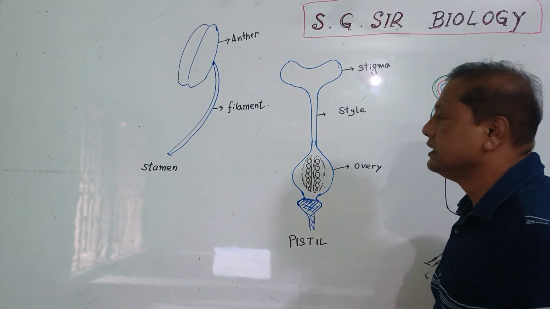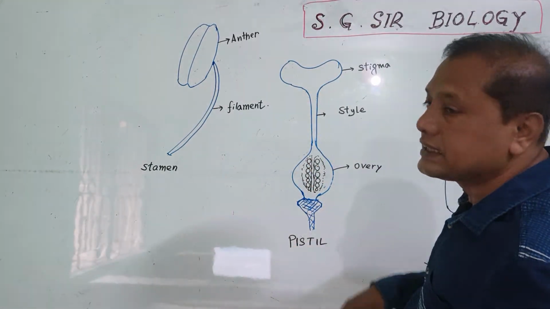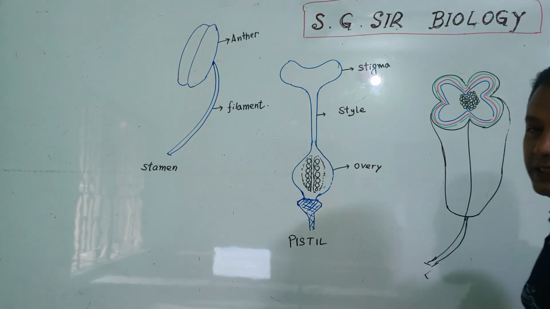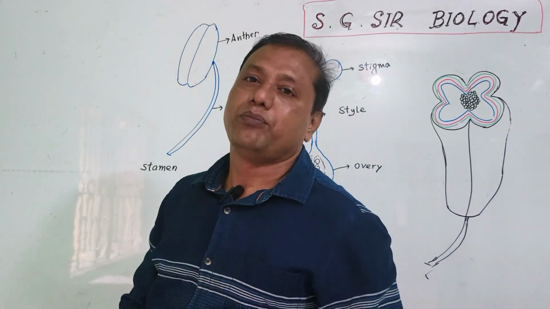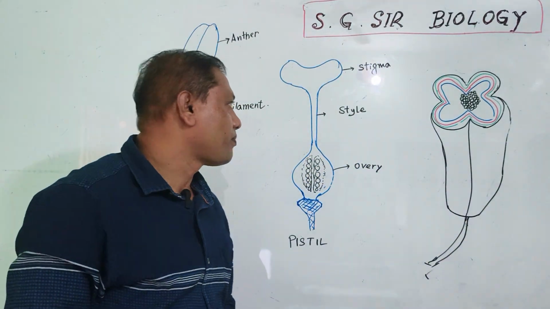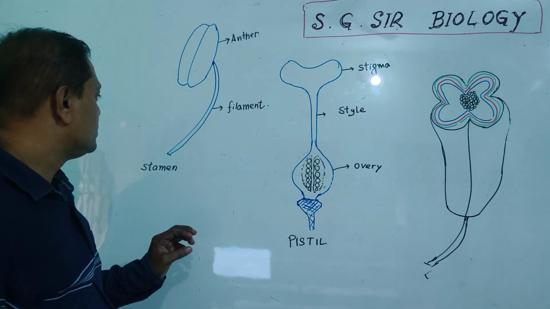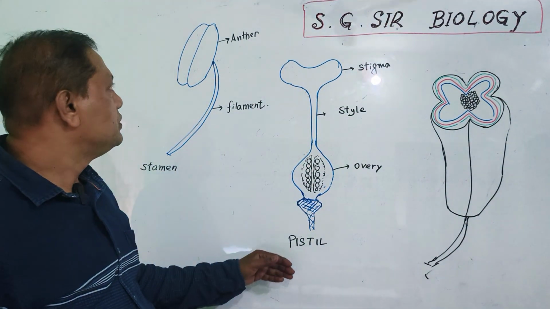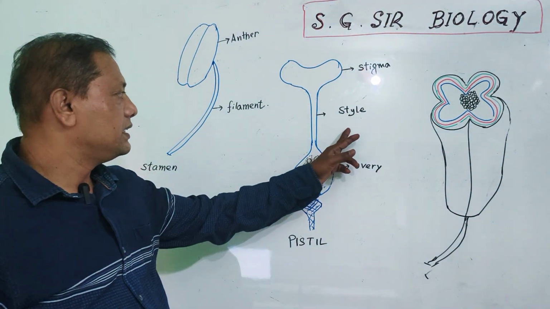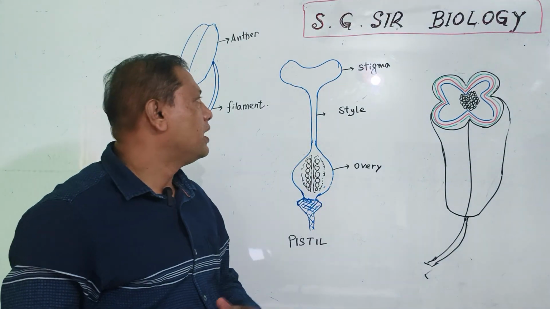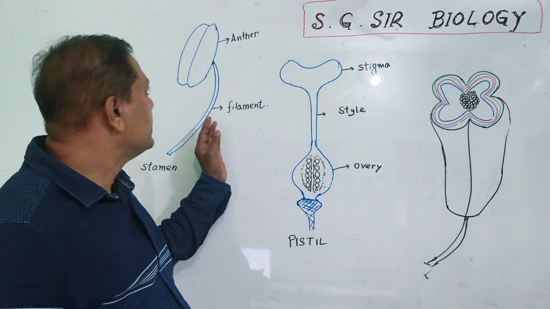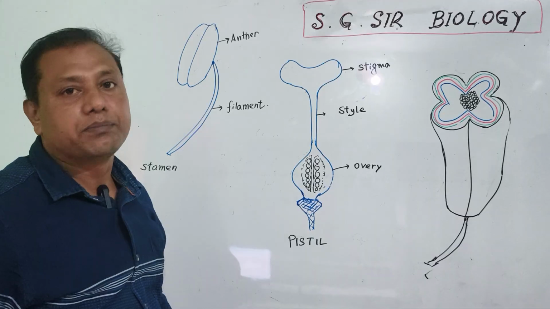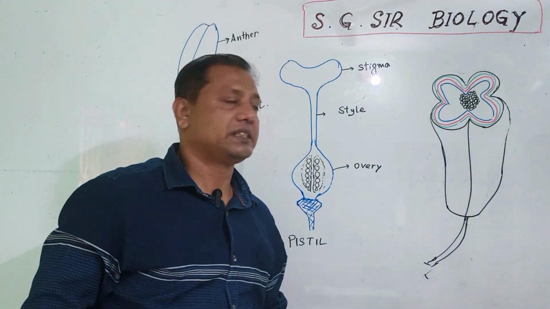It's a bilobed structure. If we cut it transversely, you see there are four parts inside. All four parts are called pollen sacs or microsporangia. Now if we talk about the female part, or pistil, there we see the stigma, style and ovary. The stigma is a little sticky, where pollen grains coming from the anther fall on the stigma. So pollination is completed after that.